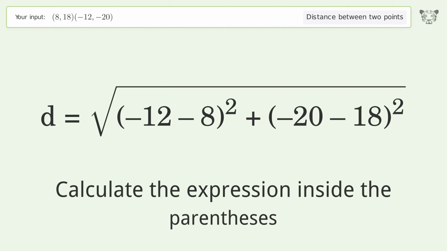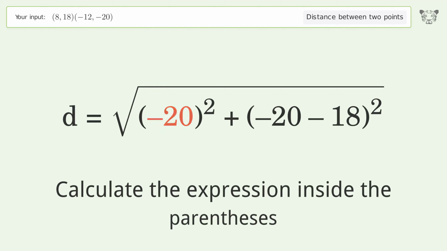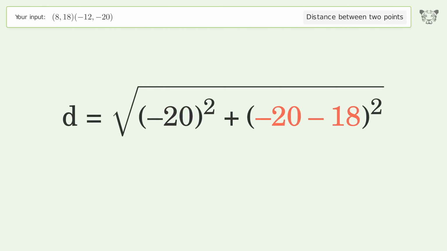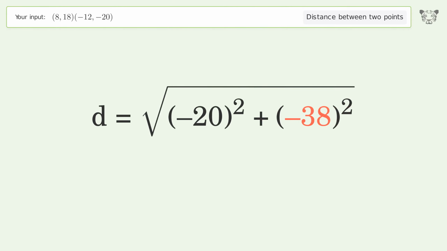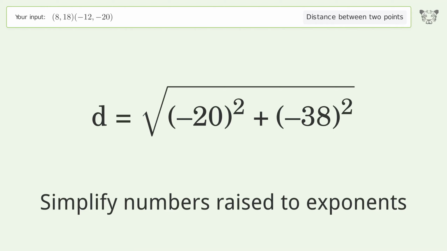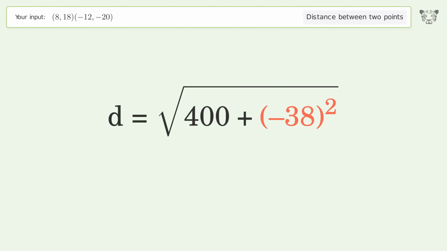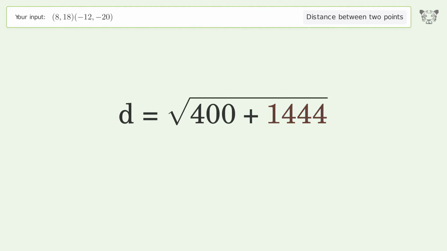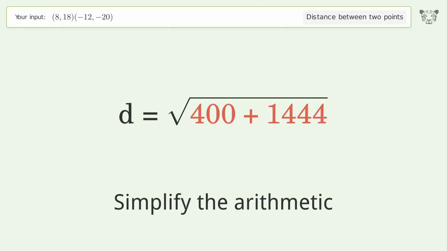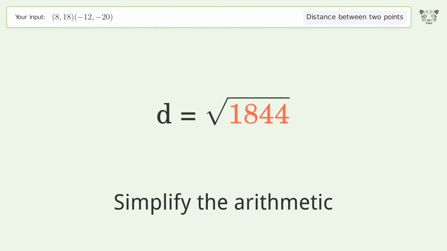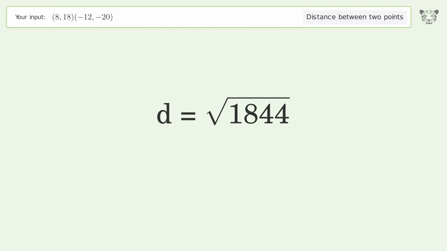Calculate the expression inside the parentheses. Simplify numbers raised to exponents. Simplify the arithmetic. And so the distance between the 2 points is the square root of 1844, or 42.942.